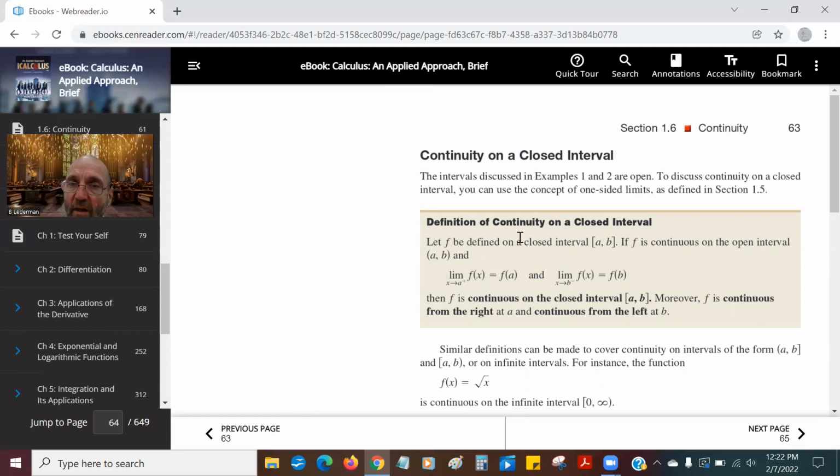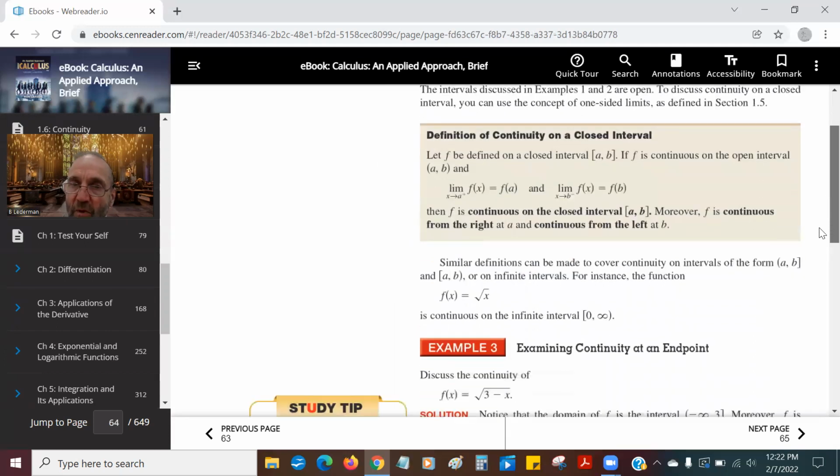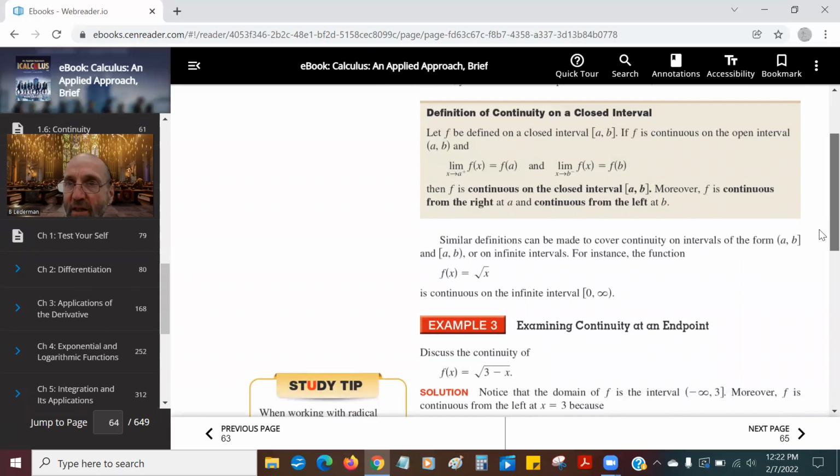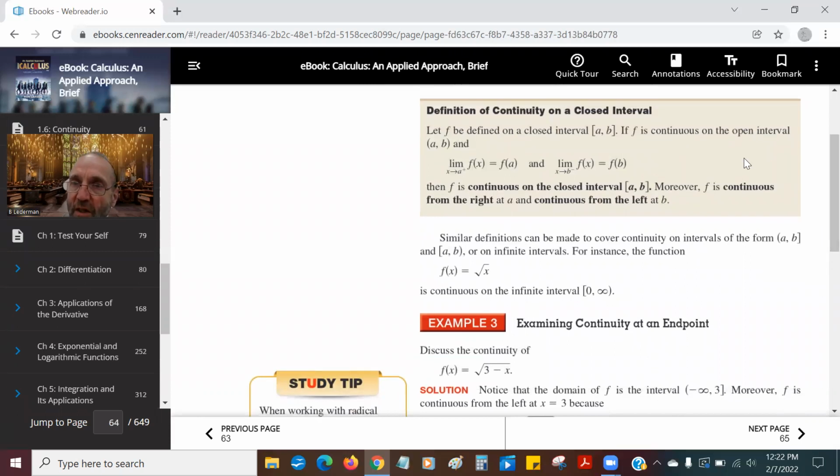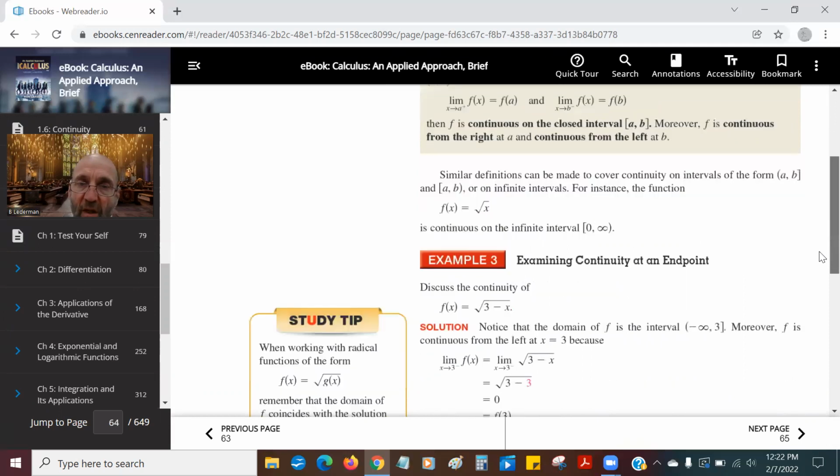So now the thing is, when you have an endpoint, normally to be continuous, it has to be continuous from both directions. But there is no both directions. If you're on the endpoint, it can only come from one way, not from both ways. And that's it. That's all we're going to do. We're just going to say that to be continuous on an endpoint, as long as it's continuous on one side, then you're okay.